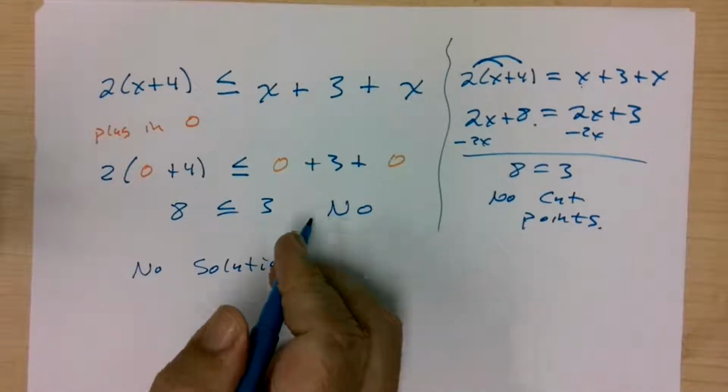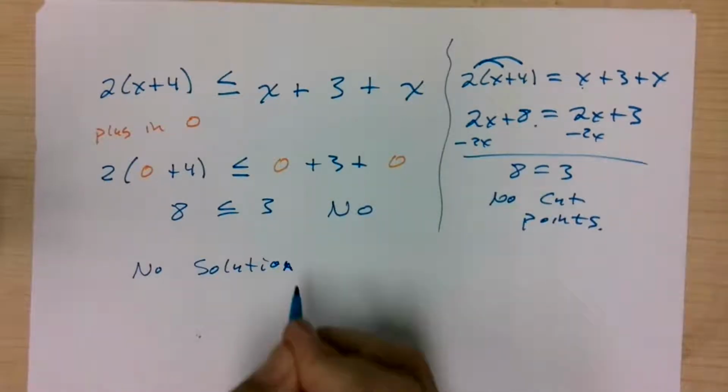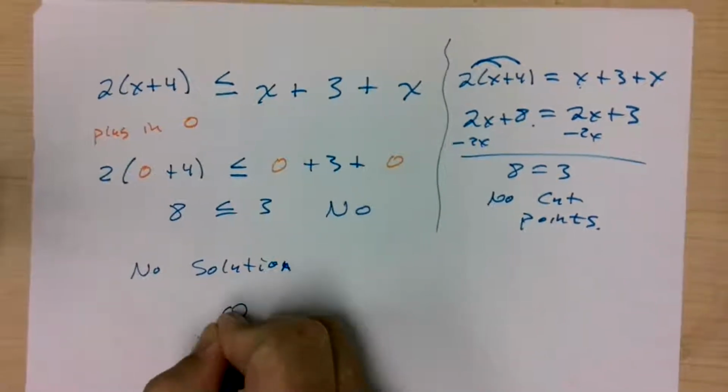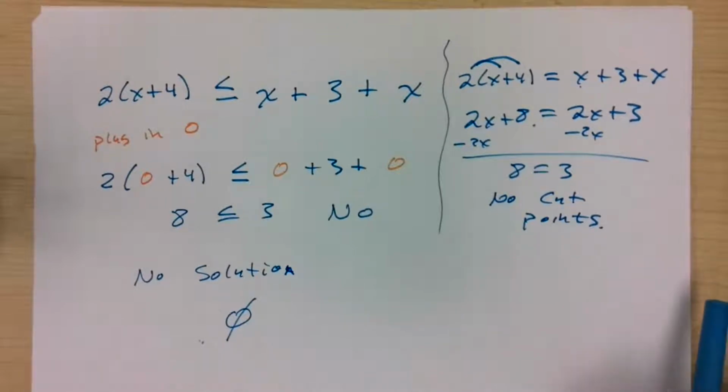It's not true for 0. There's no other place where the thing is equal. So there is no solution. Empty set, sometimes we use that symbol to represent the empty set. And let's do one more to finish up this video.